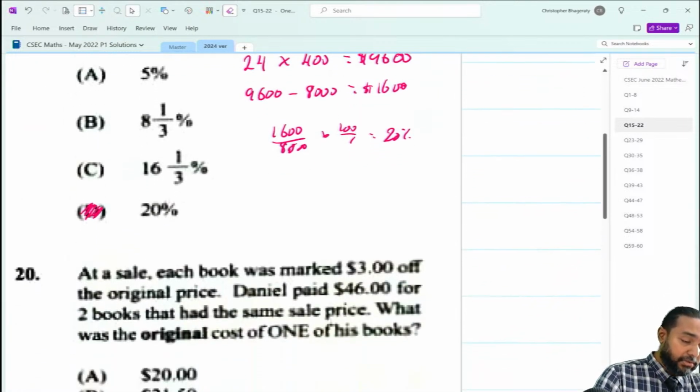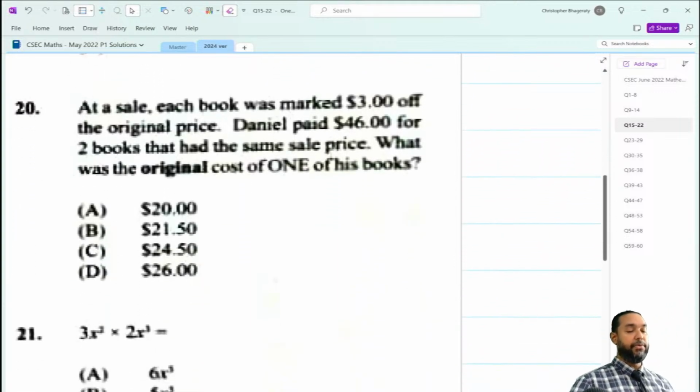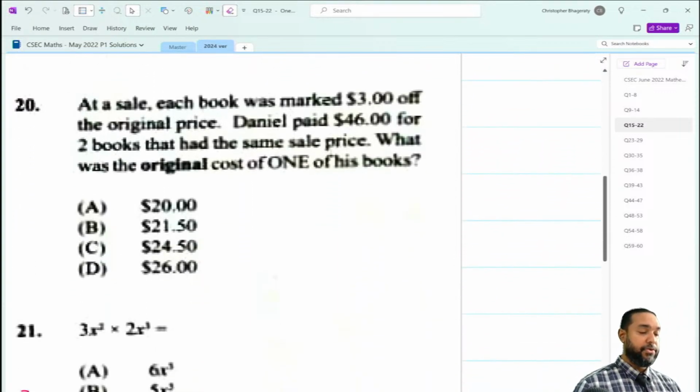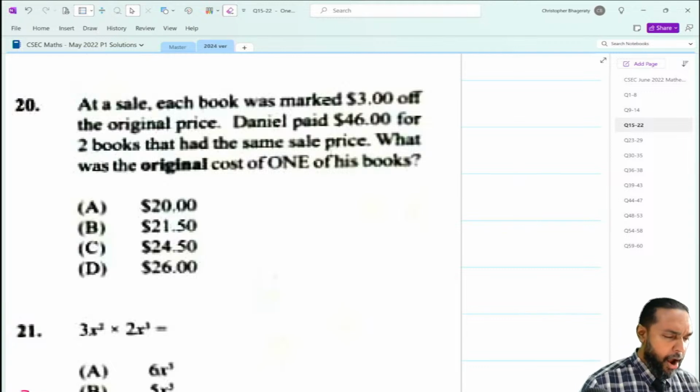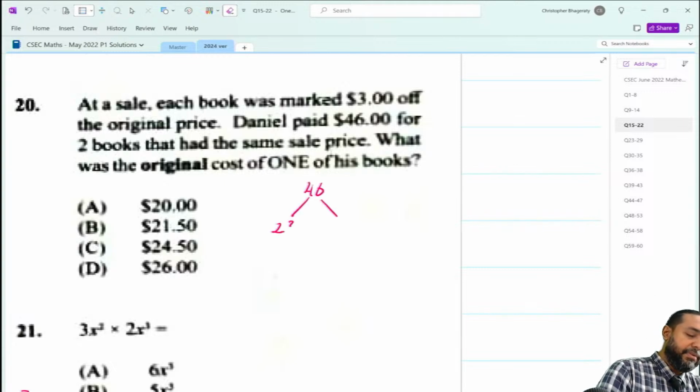At the sale, each book was marked $3 off the original price. Daniel paid $46 for 2 books that had the same price. What was the original cost for the book? He paid $46 for 2 books that had the same sales price, and each of those was marked 3 off. So you had to add back $3 to find the price.